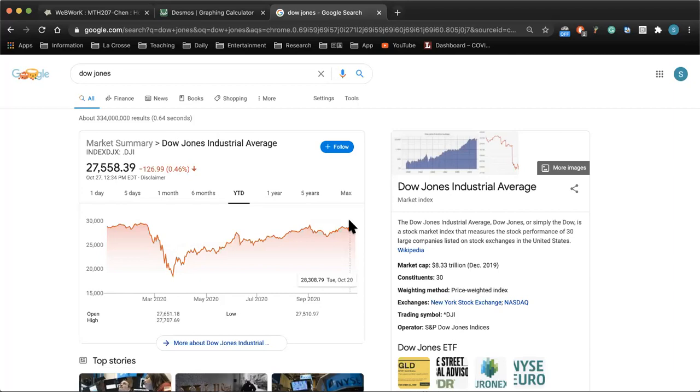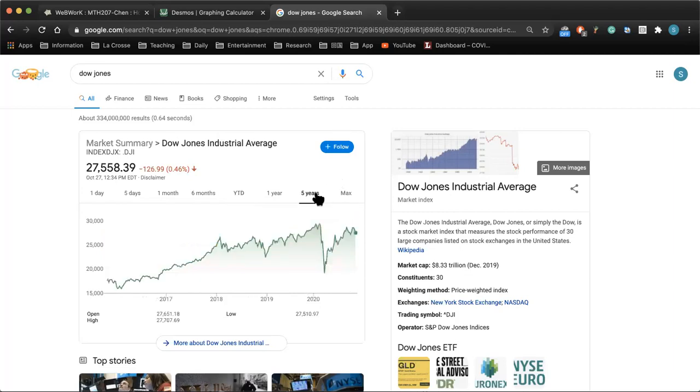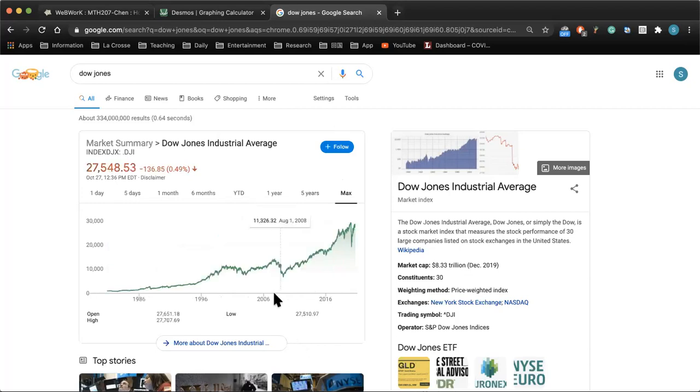When you reach the local minimum, you always need to guess: is it going to get worse, or did we actually just hit the bottom? Is it absolute or local? Of course, for 5 years and a max, it's pretty easy to see. 2008, we have a minimum. Oh, that was really bad. 2020, yeah.